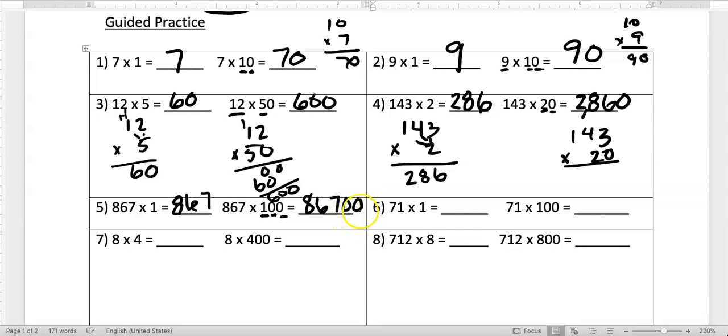Don't forget my comma. Where do I put it? I'm going to count 3 in. 1, 2, 3. Add my comma. My answer is 86,700.